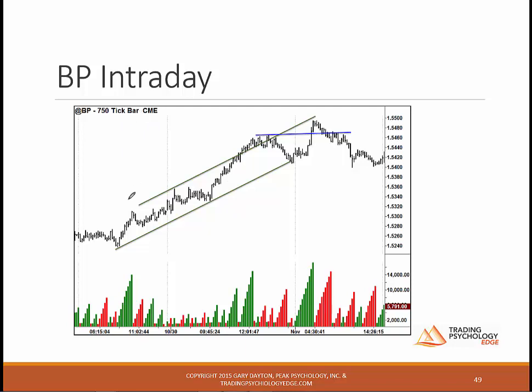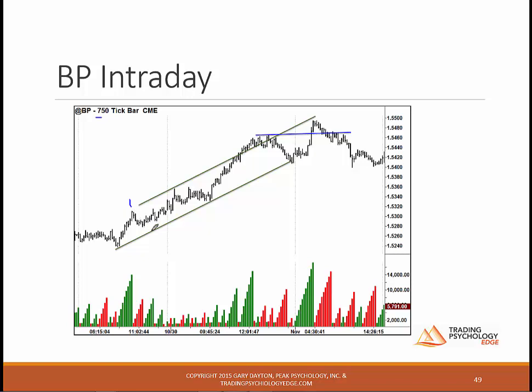Ticks are nothing more than bars being built on activity. So each bar here, this is a 750 tick bar chart, so each bar is 750. Technically, it's price changes, but you can think about it in terms of trades. 750 trades occur, and a bar gets painted. Then we go on to the next bar. 750 trades occur, and that bar gets painted.